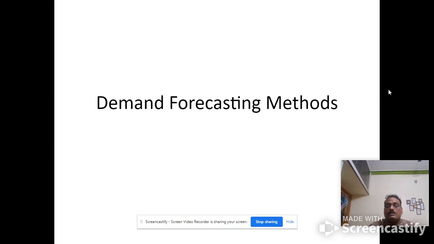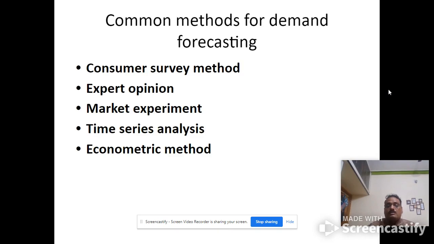Maybe the demand forecasting is being made for a commodity like iron and steel for the whole nation, then a typical kind of method will be very appropriate. If the same is done for a small commodity like cement of a particular farm, maybe the demand forecasting method will be totally different. So, as far as the common demand forecasting methods are concerned, we'll be discussing only five methods of demand forecasting. They are consumer survey method, expert opinion method, market experiment method, time series analysis, econometric method.